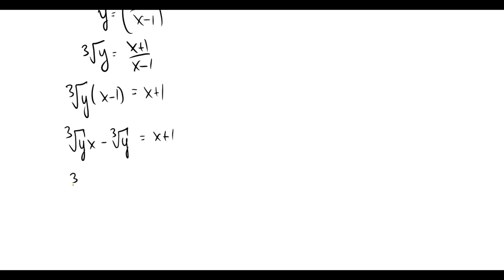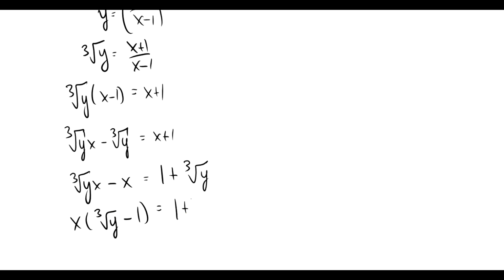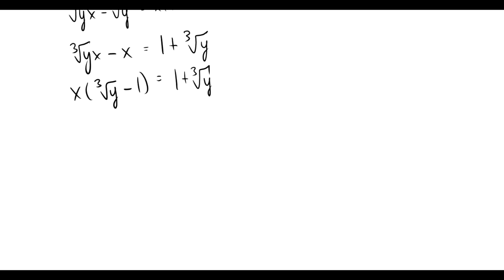Let's group our x's together. So we're going to get the cubed root of y times x minus x is going to be equal to 1 plus the cubed root of y. Okay, now let's factor out an x. So x times the cubed root of y minus 1 is equal to 1 plus the cubed root of y. So x is equal to 1 plus the cubed root of y over the cubed root of y minus 1.